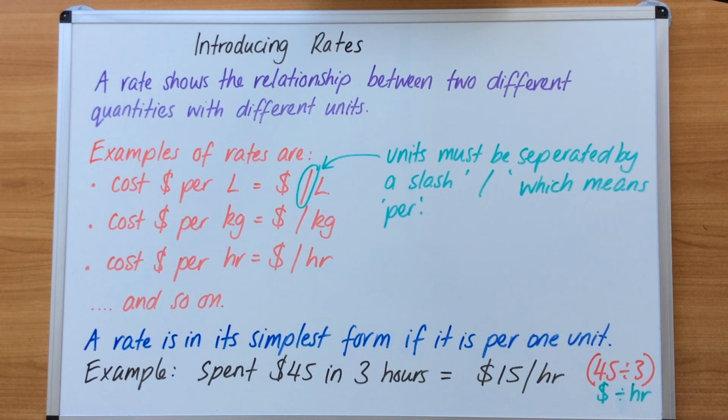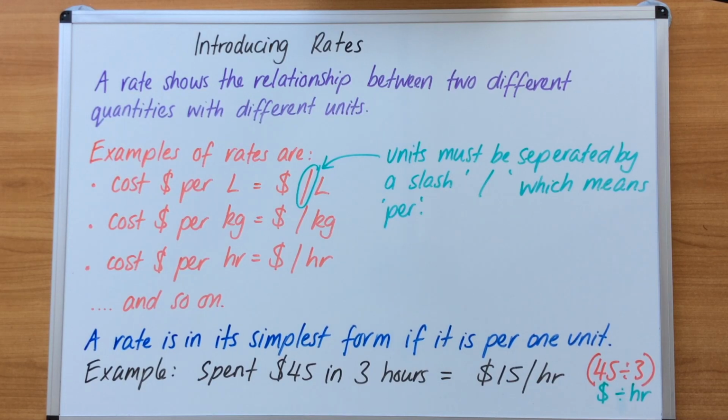The example I've got here is spent $45 in 3 hours equals $15 per hour. To get it back down to the 1 hour unit, I took the original price and divided it by the 3 because there were 3 hours, and I got $15. So 45 divided by 3 is dollars divided by hours.